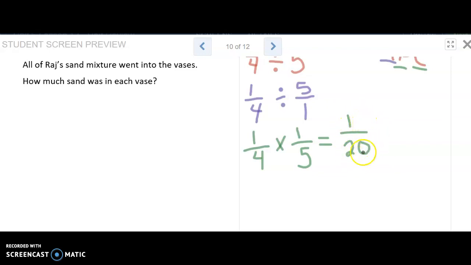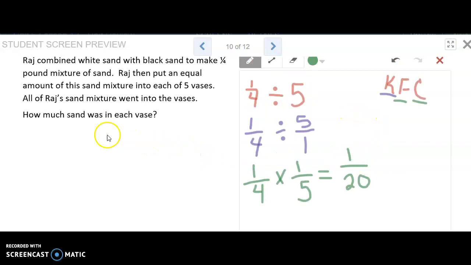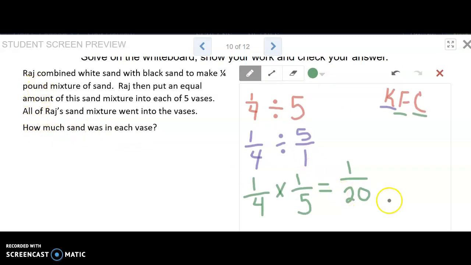So 1/20th, let's see here, how am I going to label this, of a pound. Okay, LBS. Or I should say LB of a pound. Yeah, let me erase the S part. So it's going to be 1/20th of a pound goes in each of the vases.